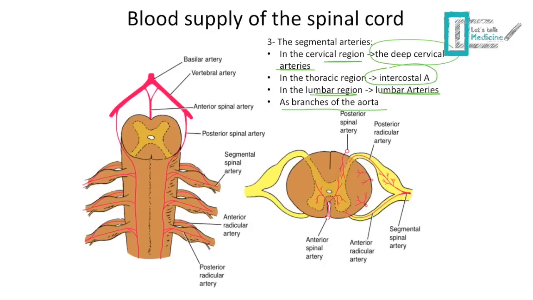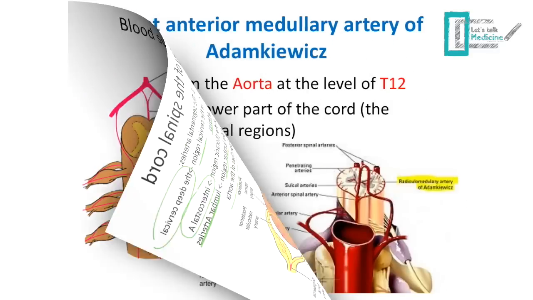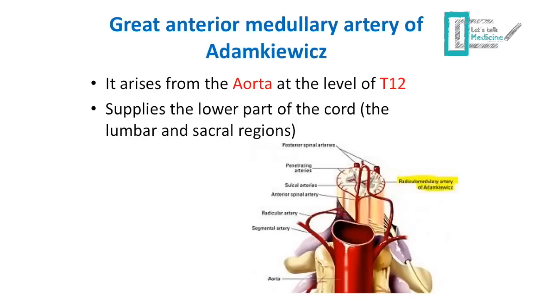Now, there's a special artery we need to mention. It is actually the biggest segmental artery. This artery is actually called the artery of Adamkiewicz. The artery of Adamkiewicz is also called the great anterior medullary artery of Adamkiewicz. Now, it arises from the aorta at the level of T12, and therefore it supplies the lower regions of the cord, like the lumbar and sacral regions. This artery is very important for the supply. So if it was injured in surgery or something, the cord is more prone to ischemia when this artery is injured.